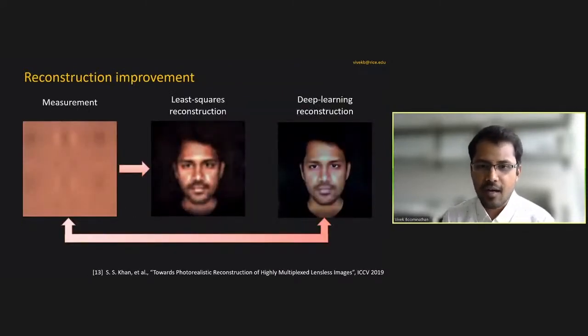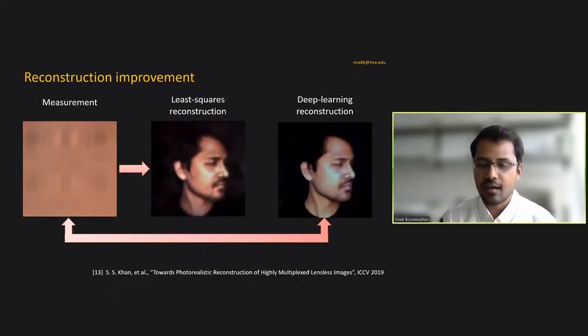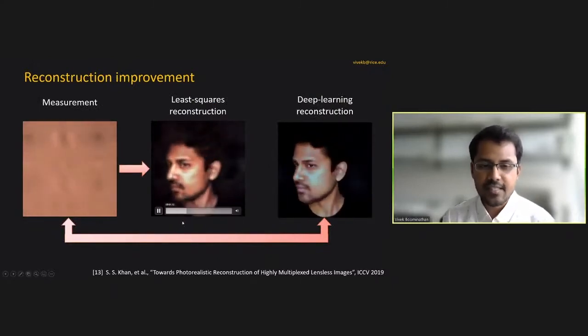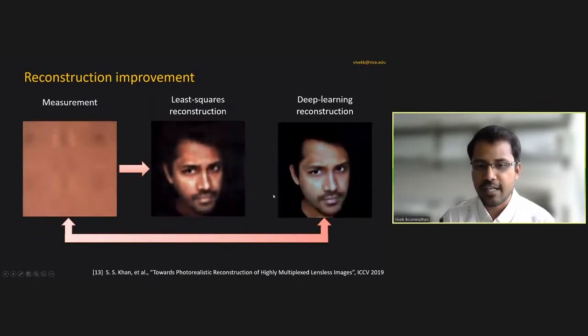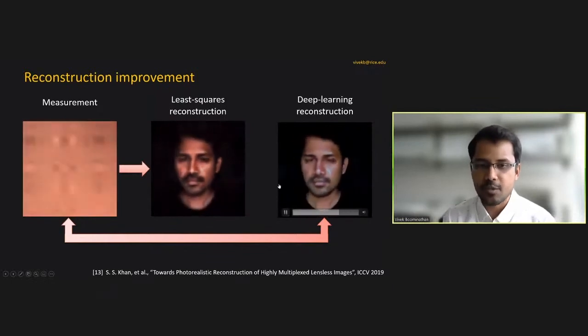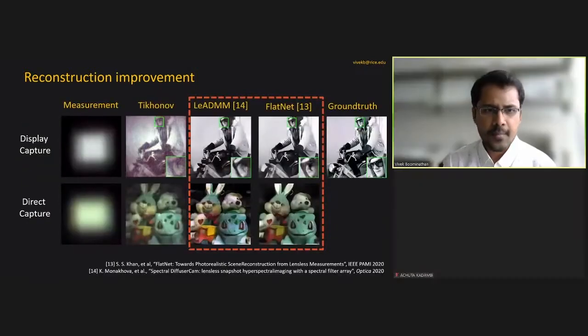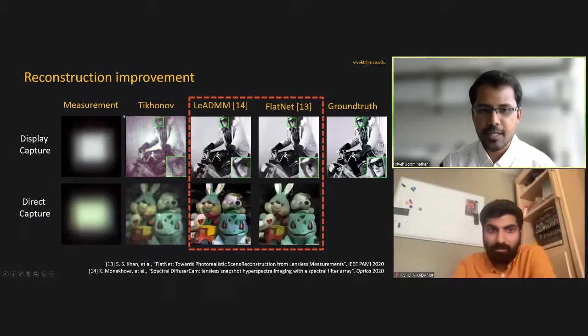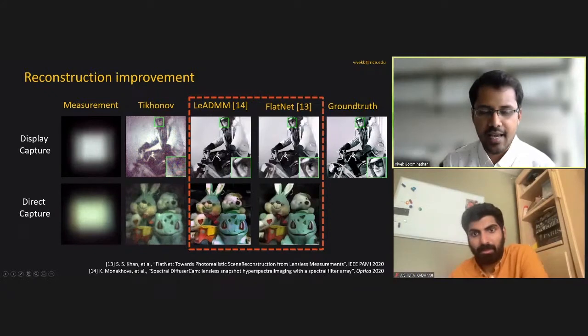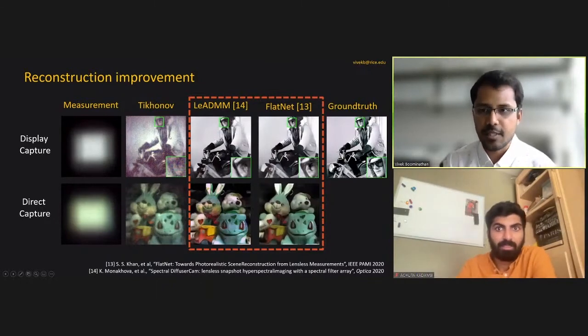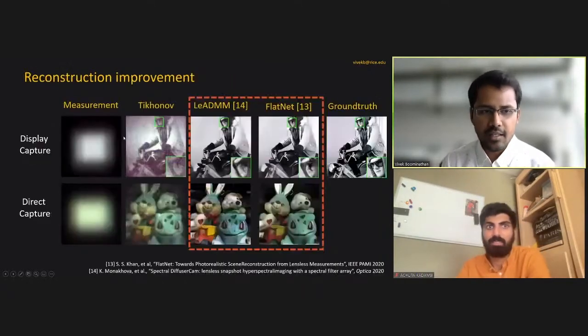Here is an example showing reconstruction quality. If we simply do a simple least squares reconstruction, we get the middle, but using the feed-forward network, we are able to get highly perceptual quality images. Here is another comparison. As we can see, the measurements are pretty blurry. Single-step Tikhonov solutions are pretty noisy and can lose the details. But using the two data-driven approaches, we are able to have high-fidelity reconstruction images. So that's the data-driven approach.